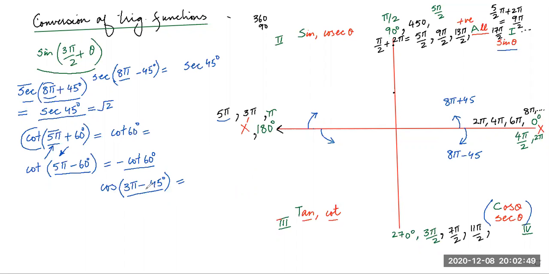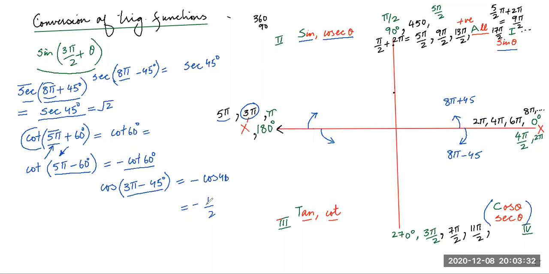In this quadrant, is cos theta positive or negative? Think. In the second quadrant, only sine theta and cosecant theta are positive. All others are negative, so it will be a negative sign. Now, whether it is on the x-axis, sleeping mode or standing mode: 3 pi, pi, 5 pi, 2 pi, 4 pi, 6 pi are all on the x-axis, so there is no conversion. Minus cos 45. So the answer will be minus 1 by root 2.